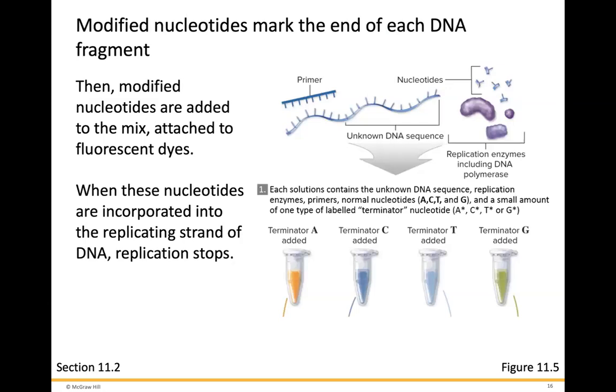Then the modified nucleotides are added to the mix, attached to fluorescent dyes. When the nucleotides are incorporated into the replicating strands of DNA, replication stops. So here you can see each of the solutions contains an unknown DNA sequence, replication enzymes, primers, normal nucleotides, which would include your adenine, cytosine, thymine, and guanine, and a small amount of the one type labeled terminator nucleotide, A, C, T, or G.